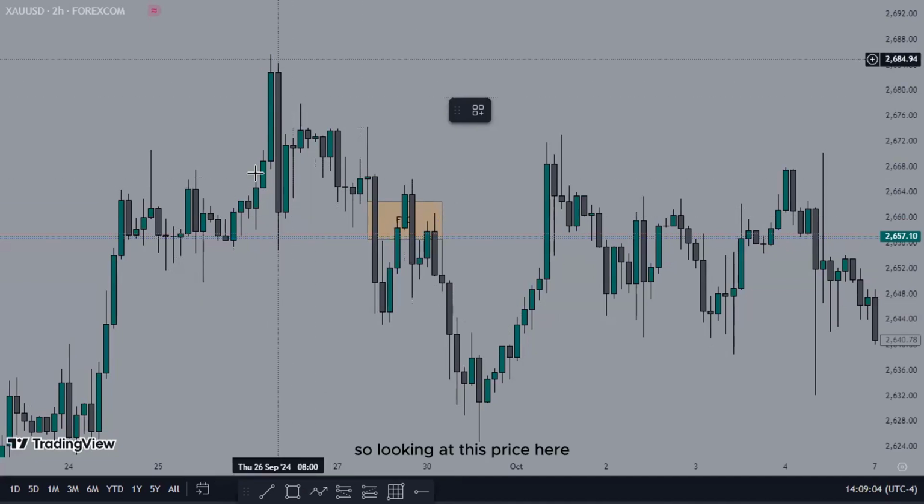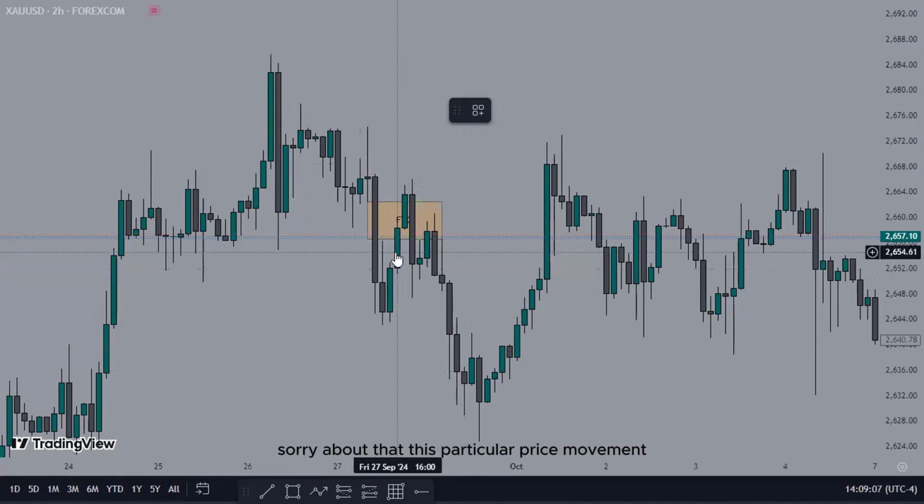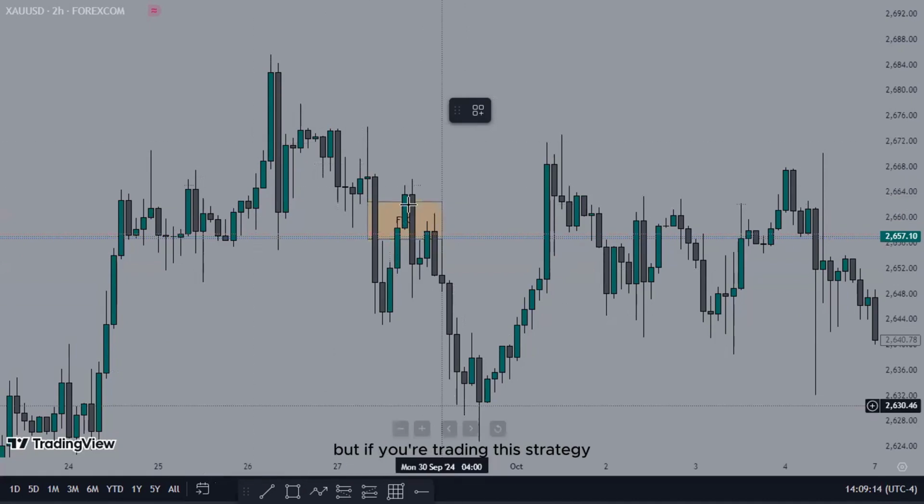Looking at this particular price movement, there's no reason for us to trade here again. There's nothing here to trade unless you are trading another strategy. But if you're trading this strategy, there's nothing here to trade. Why? Because the gaps have been filled. We're trading gaps, remember. Now, this has been filled. Let's look at the next price leg.